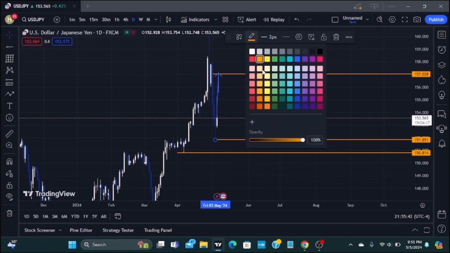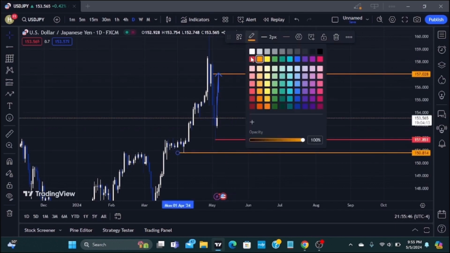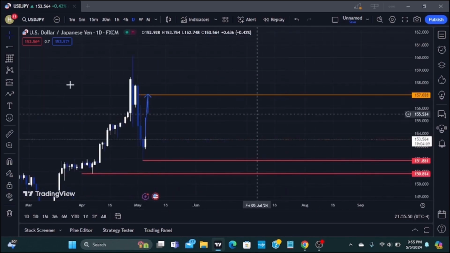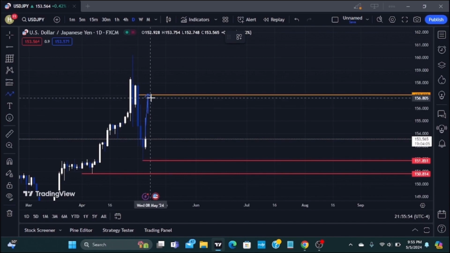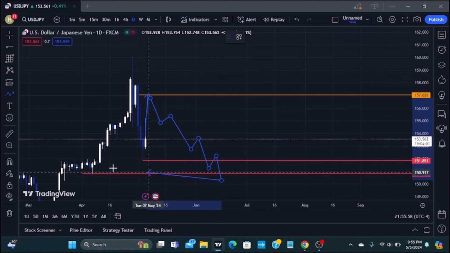So let's make these red. Expect price to trade down into the swing low as well as the equal lows created on the daily chart. So what do I think price is going to do for this upcoming week? It's going to trade up to fill in the fair value gap, ultimately trade lower to sweep the swing low as well as the equal lows created on the daily chart.